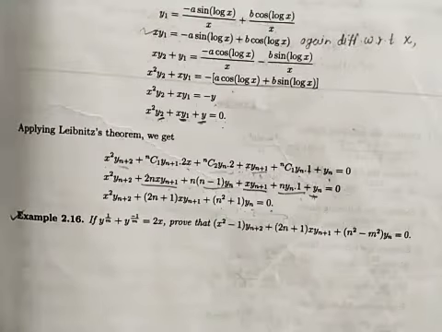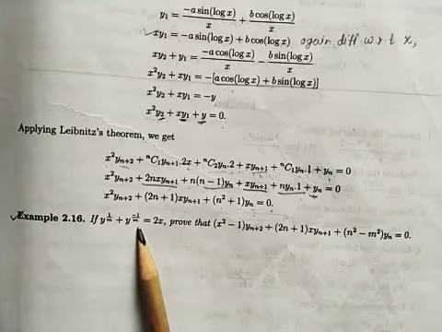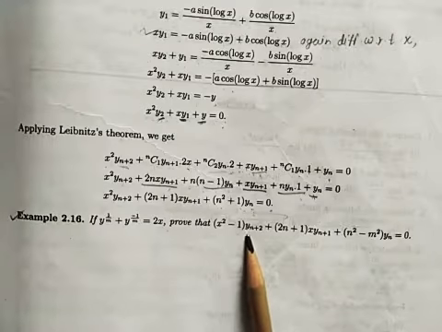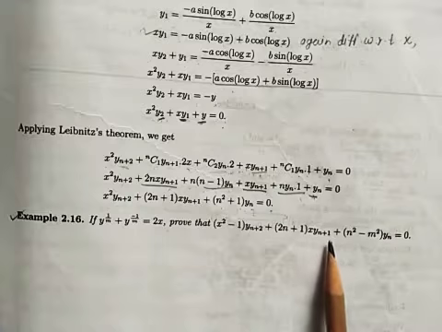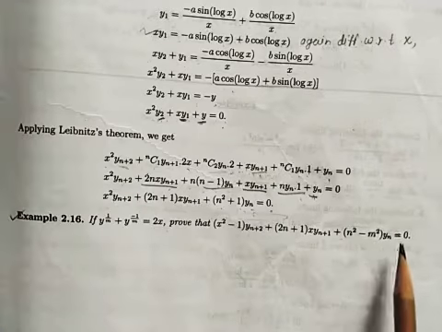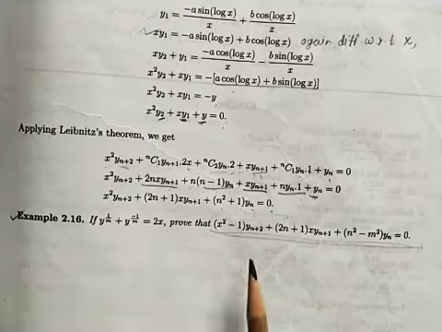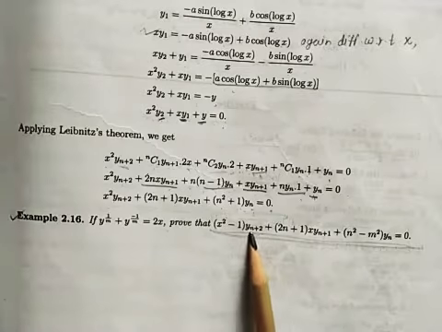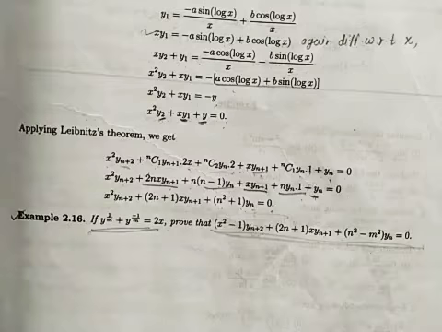Next example: if y raised to 1 upon m plus y raised to minus 1 upon m is equal to 2x, prove that (x square minus 1) y_(n+2) plus (2n plus 1) x y_(n+1) plus (n square minus m square) y_n is equal to 0. We have to prove this statement. In this, the highest power is y_(n+2), so from this we will find out y2. So let us find it out.